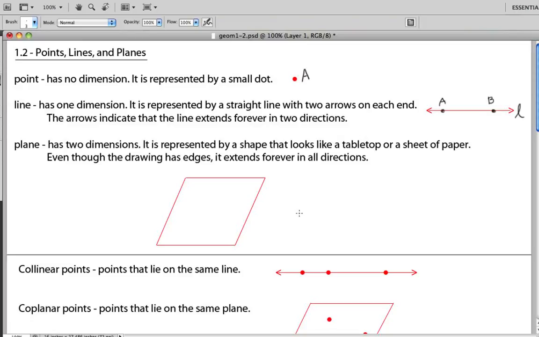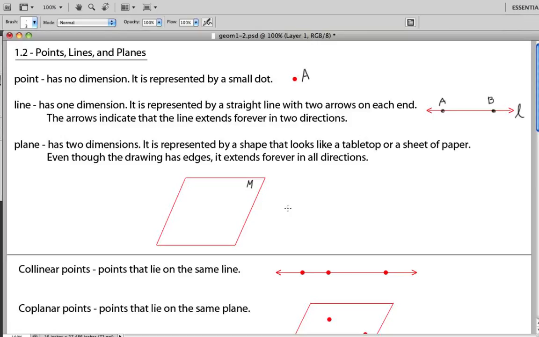Next, we have a plane. It has two dimensions. It's represented by this shape. Usually it looks like either a tabletop or maybe a sheet of paper. Like the line, it goes on forever. So even though you see these edges here, the plane extends infinitely. The way that we label a plane is usually in one of these corners you'll find a letter. In this case, I'll call this plane M.